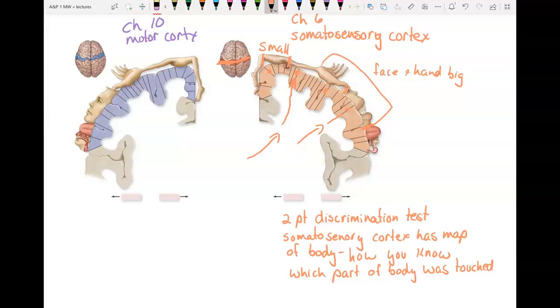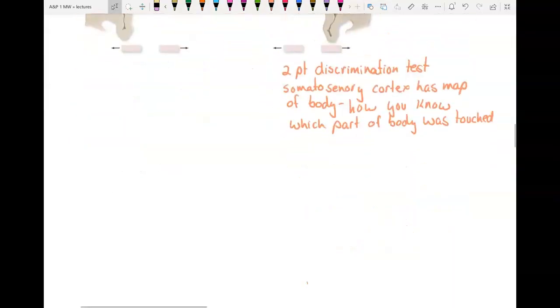It's not that your face is actually bigger, but remember how you learned about the distance between sensory receptors? Your face and your hand have the most sensory receptors. You had the smallest distance there. And the parts of the body that are small have the least receptors. So the more sensitive body parts with the more receptors have larger areas of brain that interpret those signals.